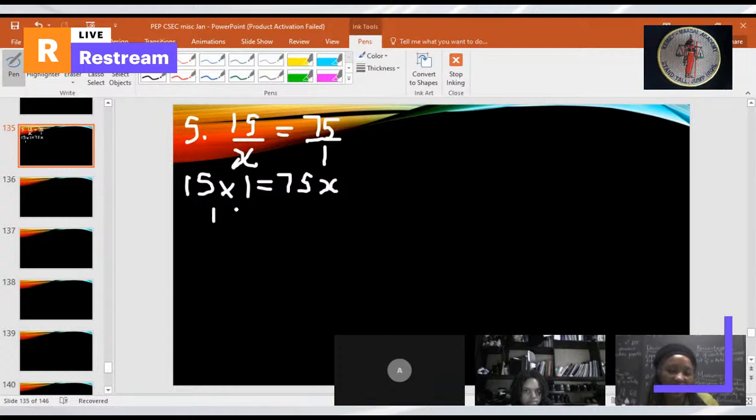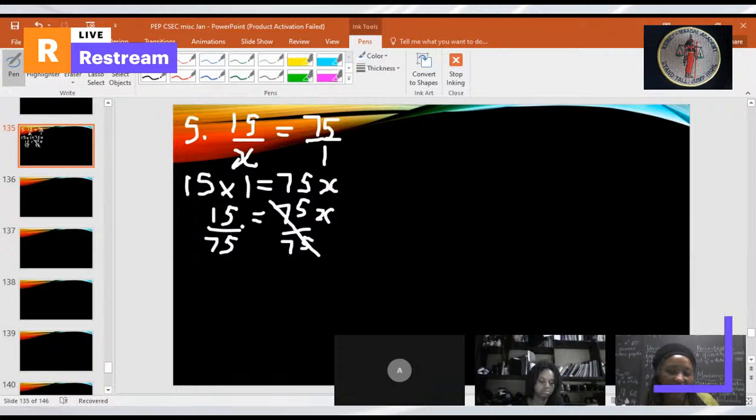So 15 is equal to 75x. So where do we go from there? Miss, we're going to divide both sides by 75 to get x by itself. All right, so divide both sides by 75. And what will happen on the right? The same thing. On the right, we're going to have x by itself. So this would cancel and we're left with x.